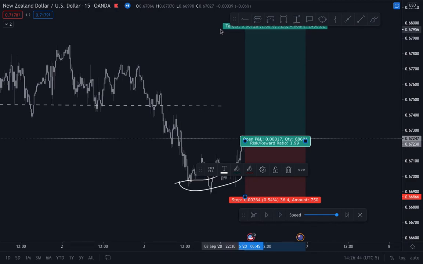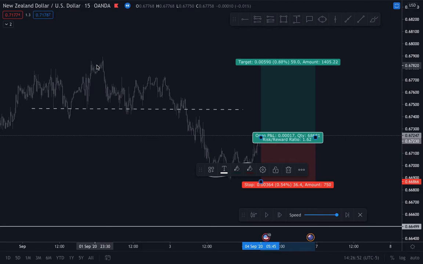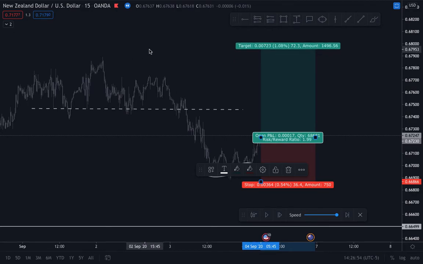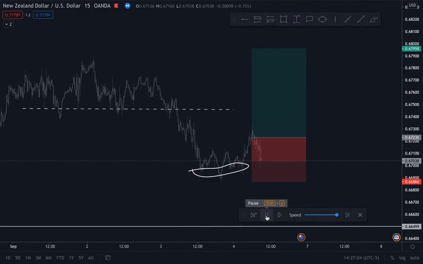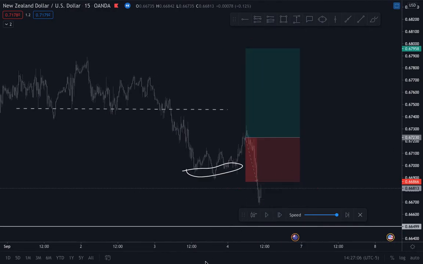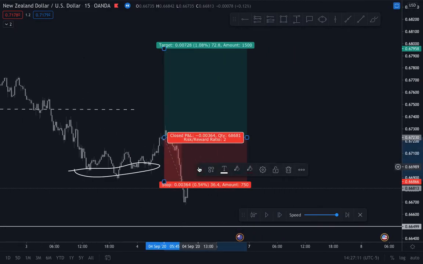Aim for about 2R, but I'd be fine with getting anywhere around this high, which is about 1.6, but I'm aiming for 2R because I try to aim for around 2R for most of my trades. And I could be wrong. And look at that, I was wrong. I don't think I was wrong. I think I was just early.